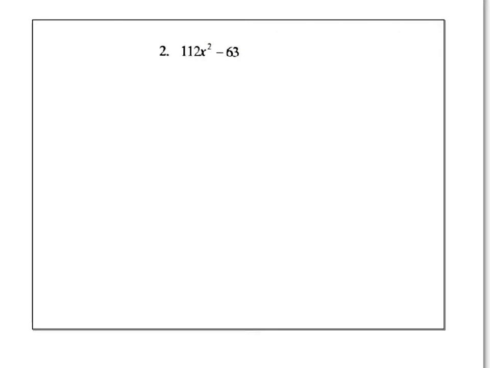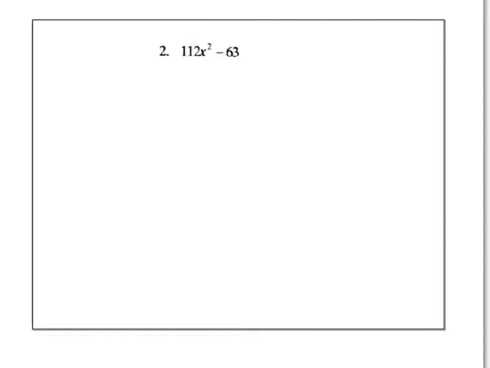Question number 2, we're still factoring. And again, no matter how many terms you're given, the first thing we're going to look for is a GCF. So I need to see if there's a number that 112 and 63 is divisible by. One thing I tend to do is look at the smaller number and think of some of its main factors and see if the bigger number is divisible by them. For example, 63, to me, I think of 9 and 7.